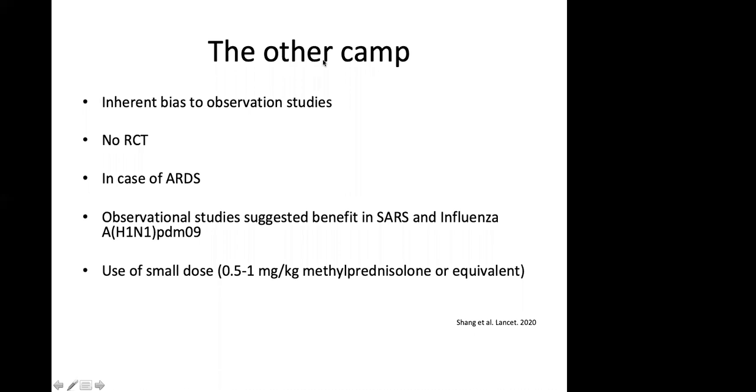And so there's another camp that's still advocating the use of steroids, and the points they would cite are that these studies were all observational, so there is inherent bias. There are no RCTs. And so they're advocating the use of steroids only in cases of ARDS. There were some smaller observational studies that suggest possible benefit for certain viral pneumonias. And then the use of a small dose is advocated in some institutions to treat severe ARDS.